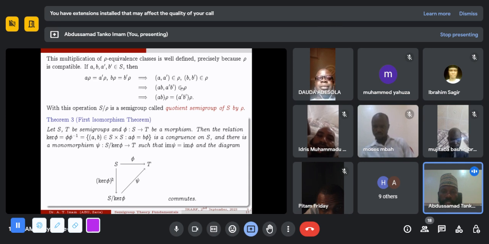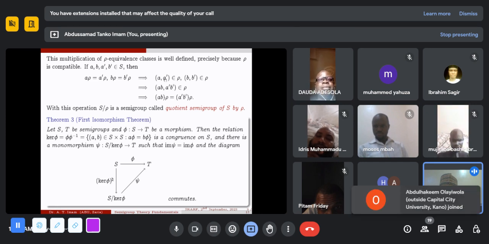This is by compatibility. If the relation is not compatible, this implication will not be valid. So it is the compatibility that allows us to get from this point down to this point. And this is exactly stating that the equivalence class generated by AB is the same as the equivalence class generated by A prime B prime. Therefore, this demonstrates that the binary operation defined on the quotient set is well defined.